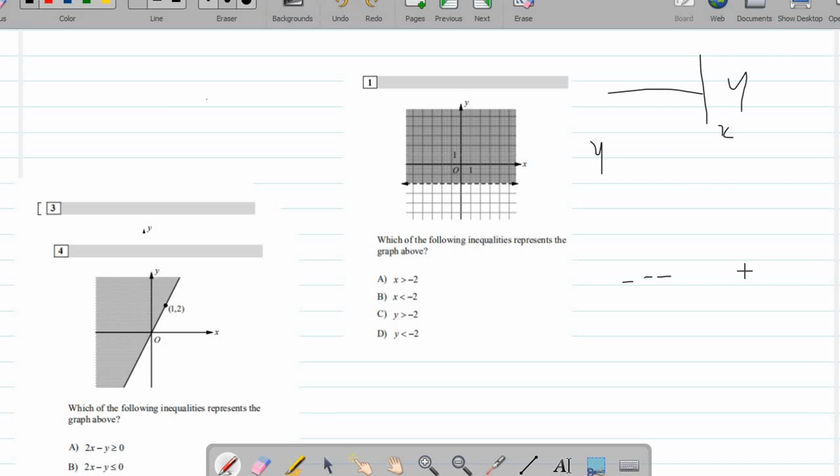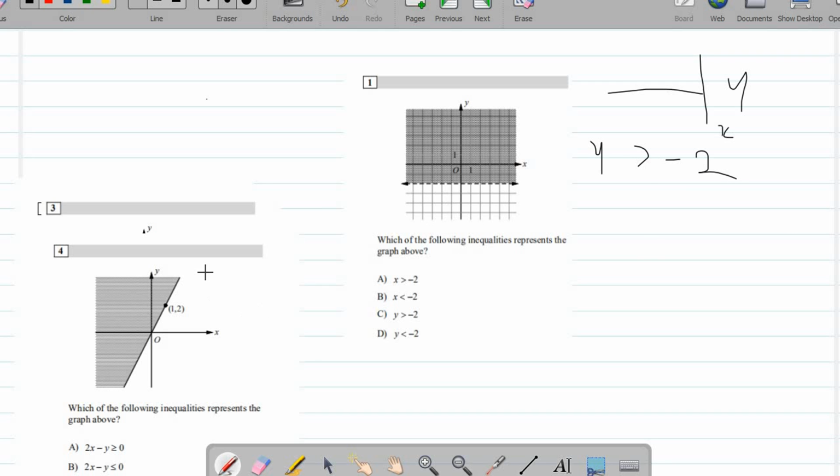But we're looking at this, where it's being shaded is above, so it's definitely above, and it's above -2. So y is greater than -2. Since it's above, it's greater than. So if it's below, it's less than. So y is greater than -2.